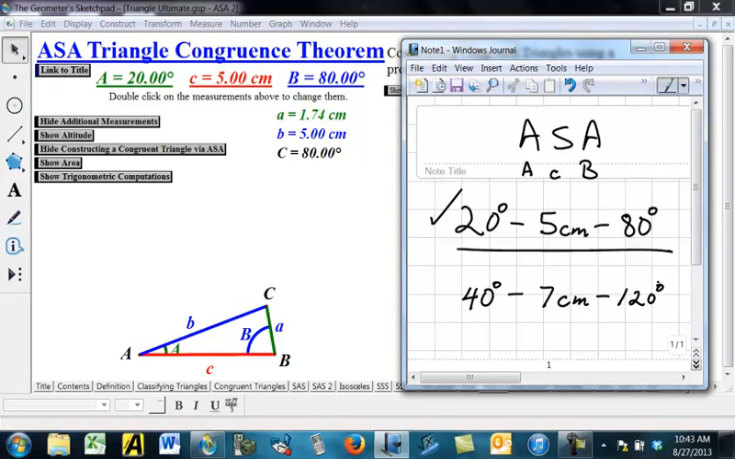Okay? So again, why don't you do that one, draw it, construct it. Really all you need here is a ruler and a protractor, but no compass. Construct this one, then measure the other parts and work it out. Remember, the 7 centimeters has to be between the 40 degrees and the 120 degrees. Press pause now.